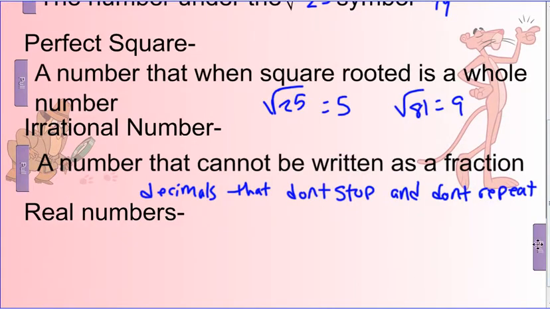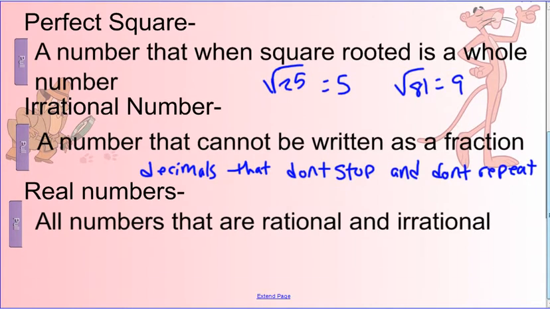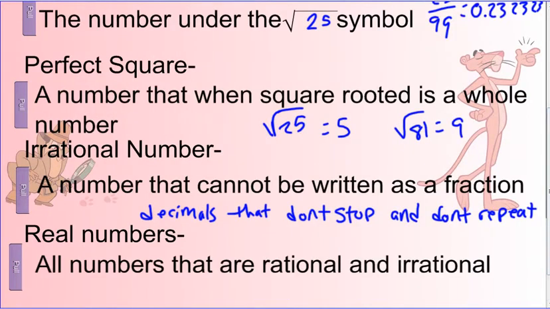And the last word here is a real number, which is everything. Almost every number you know of is a real number. They are fractions, they are decimals, they're positives, they're negatives, they're even these irrational numbers. So pretty much every number you're going to see until you get to high-level math like pre-calculus or calculus is going to be a real number.